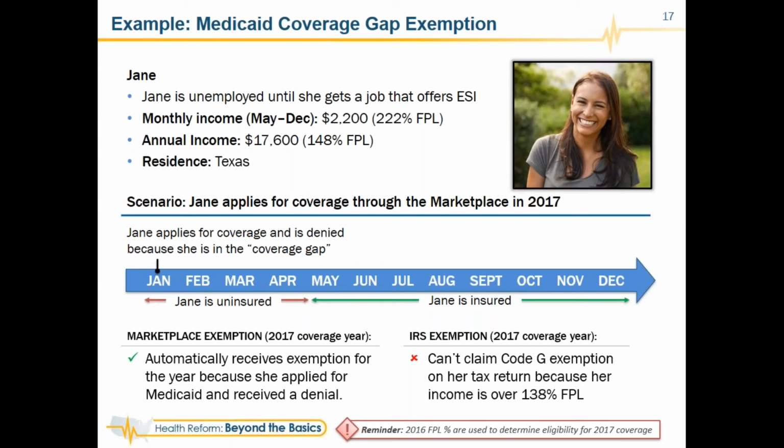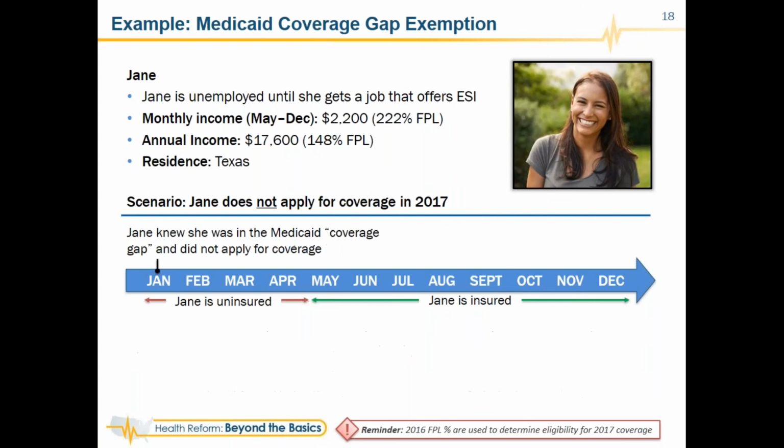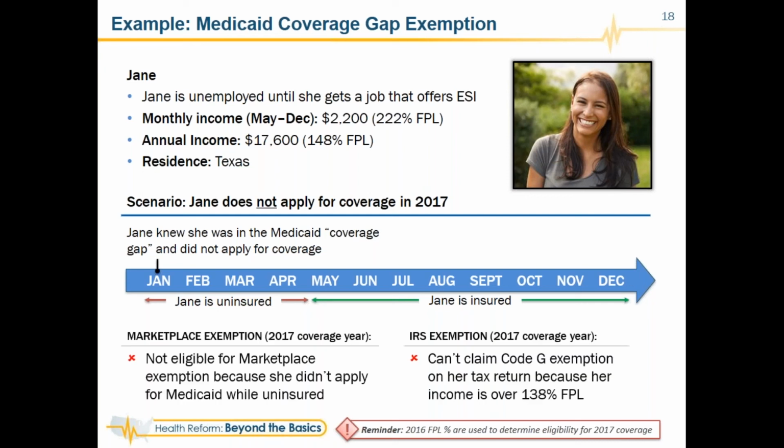If Jane did not apply for coverage in 2017, let's say she's a smarty pants. She knew she was in the coverage gap. She knew there was nothing that she could get out of open enrollment, so she didn't even bother to apply. Well, in that case, she's not going to be able to get a marketplace exemption because she didn't apply for Medicaid while she was uninsured, and she won't be able to get an IRS exemption because she has income over 138% of the federal poverty line. So Jane is going to have to pay a penalty because she didn't take that early step of applying in order to qualify for the exemption.